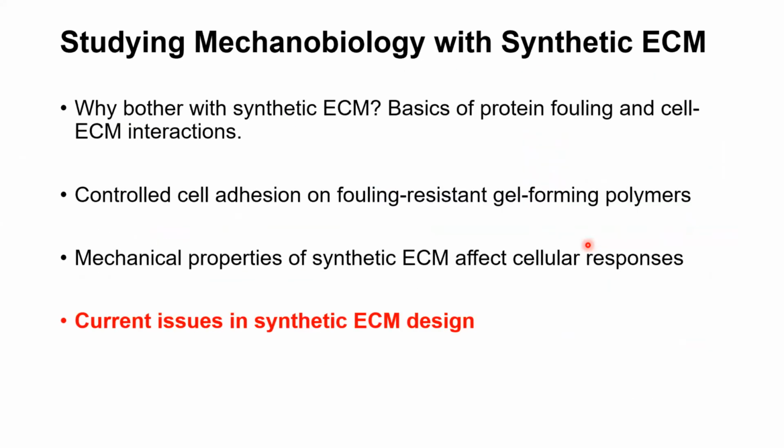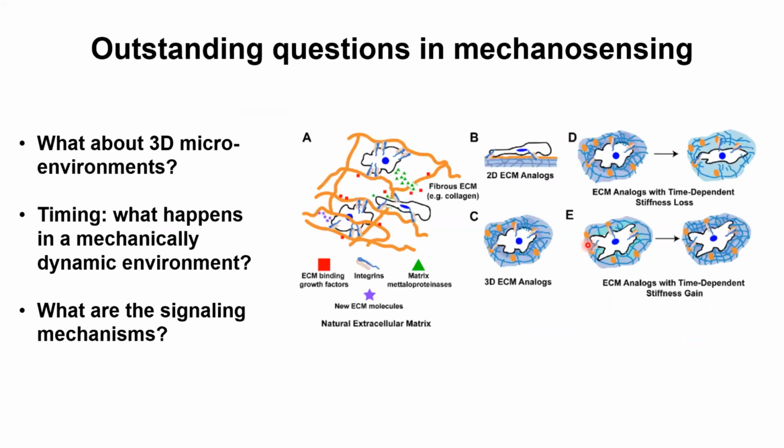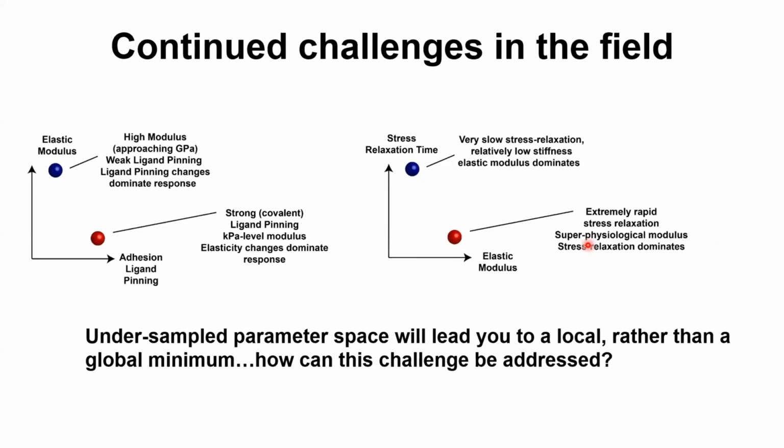So I'll skip this in the interest of time and just get to some current issues, and then hopefully have some time to answer questions. Timing is important here. So I skipped the slide on stress relaxation, but also there's another question of timing. How long do cells need to be in a stiff environment to respond to it? In vivo, there are many situations like injury and fibrosis where tissues stiffen over time. How does the dynamics of the stiffness affect the cells? And then what are the signaling mechanisms?